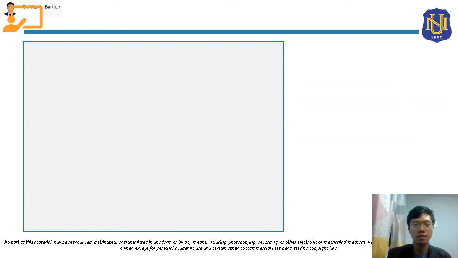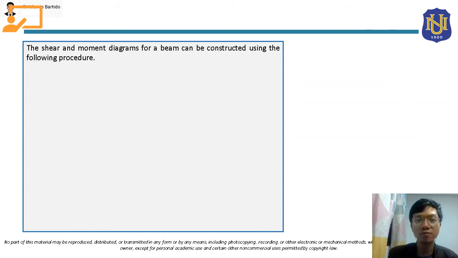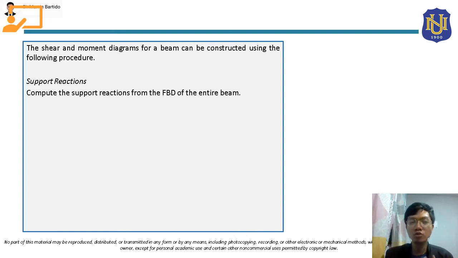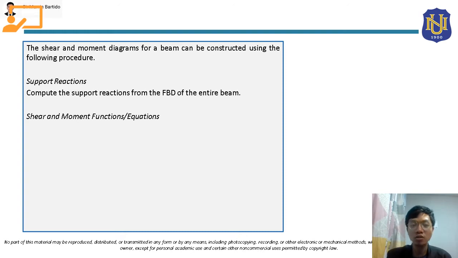Okay, so the shear and moment diagrams for a beam can be constructed using the following procedure. The first step, class, is to solve for the reaction forces or moments at the supports. We can compute those support reactions and moments from the free body diagram of the entire structure. After that, class, we can now establish the shear and moment functions or equations.